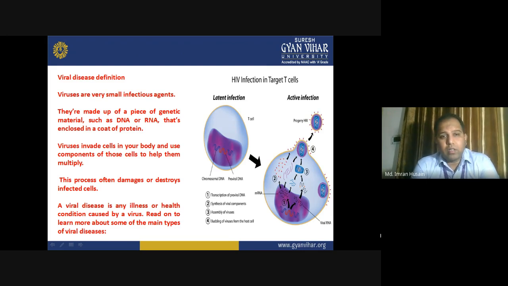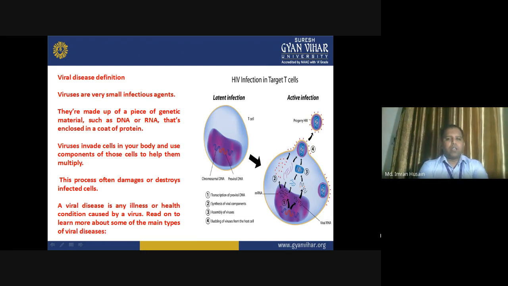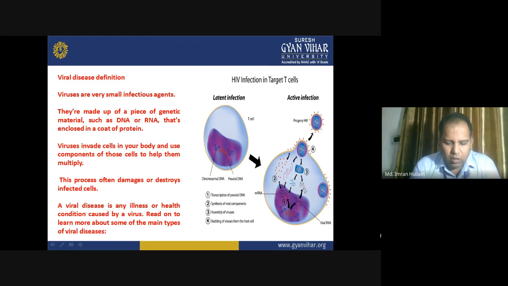Viruses invade cells in your body and use components of those cells to help them multiply. So this is the basic scenario of how a virus survives and how a virus spreads infection from one place to another. The problem with the virus is that it lacks the molecular machinery, because of which a virus cannot function as a living cell. It has only the genetic material that is required and a protein cover over it. That's it, end of the story. So viruses do not have the molecular machinery that is required for the synthesis of protein and normal functions of protein.